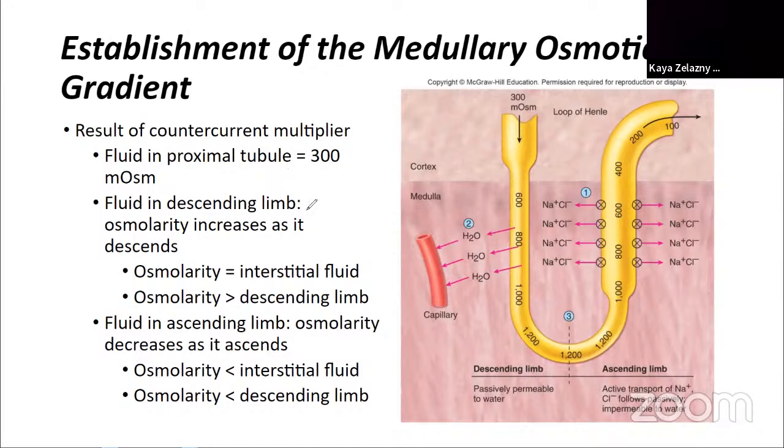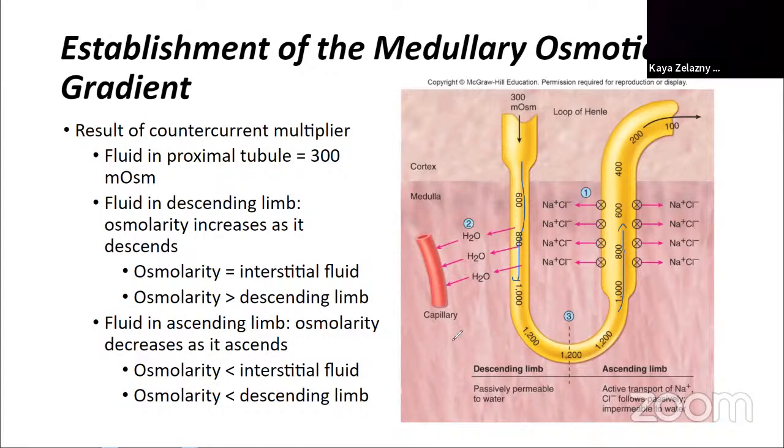Okay. Yeah, so when we're starting out, the osmolarity is the same as the interstitial fluid in the cortex. Then as we move through the descending limb, the osmolarity is increasing. And then as we move through the ascending limb, it's decreasing. And we're going to see that there's also a relationship between the osmolarity of the medulla and the osmolarity of this fluid, where the osmolarity of the medulla through the descending limb always has to be greater so that we can still have movement of water.